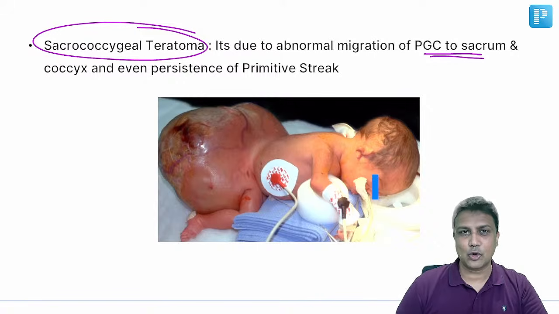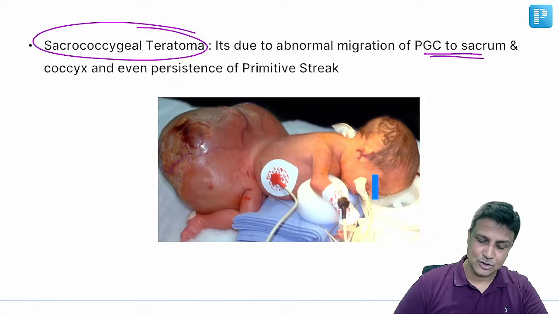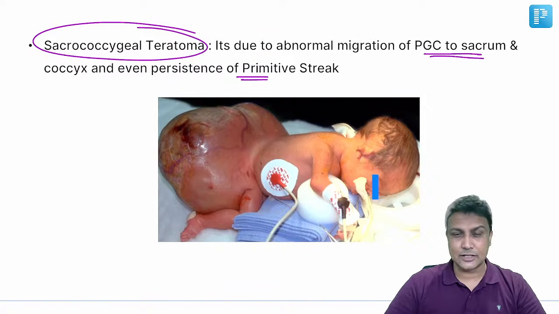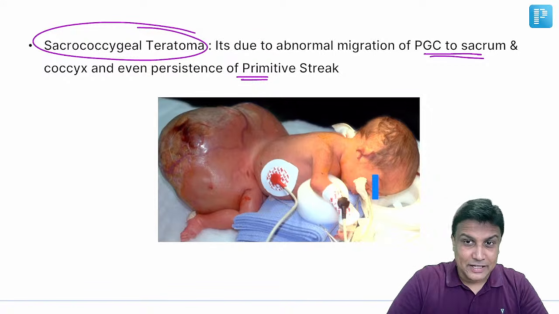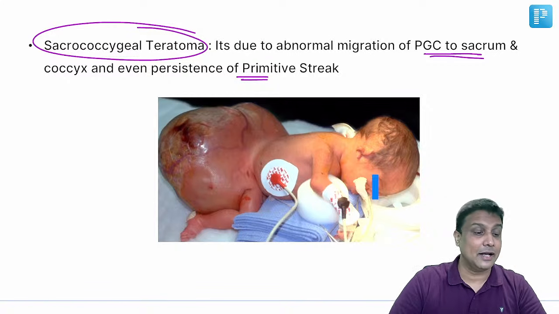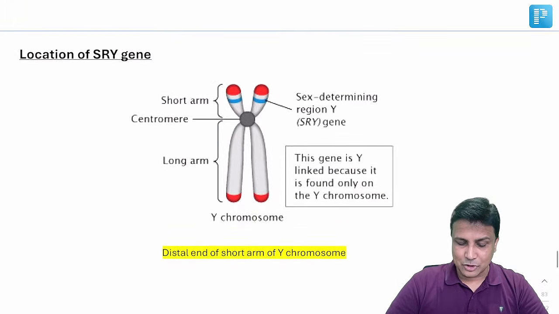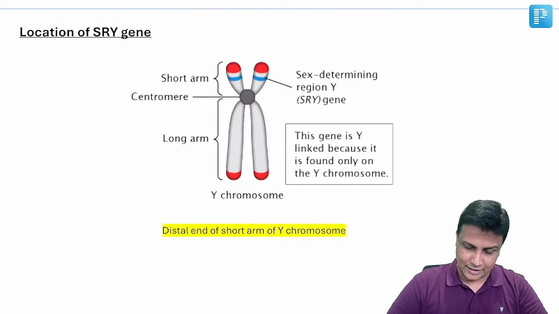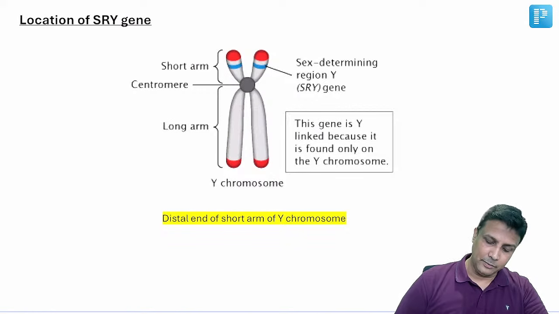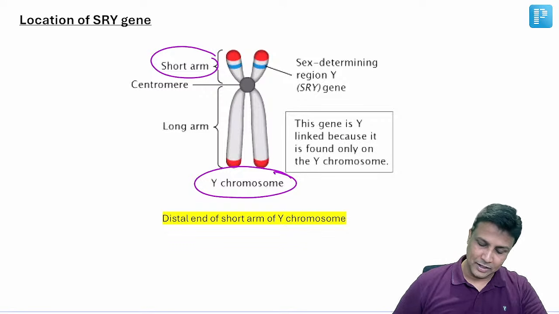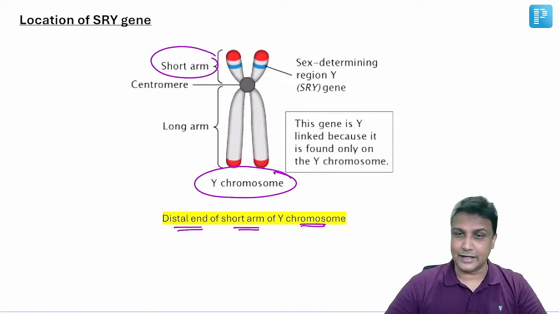Another reason for the sacrococcygeal teratoma will be the persistence of the primitive streak. This has been asked in your INI-CET exam as an image-based question also. So please take care about that one. One more question asked in your INI-CET exam is location of the SRY gene. SRY gene, where is it located? Remember, it will be located on the Y chromosome, and that too on the short arm. The distal end of the short arm of the Y chromosome. Your SRY gene will be located there, sir.